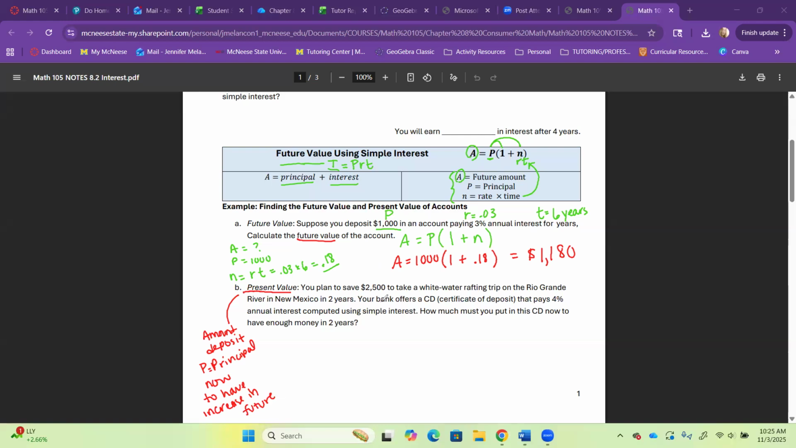And it's not difficult. And it might be easier to see if we just go ahead and substitute in some numbers. So we plan to save this much money. So that's going to be our A. We want this much in total to take a whitewater rafting trip on the Rio Grande River in New Mexico in 2 years. Your bank offers a CD, which is a certificate of deposit.